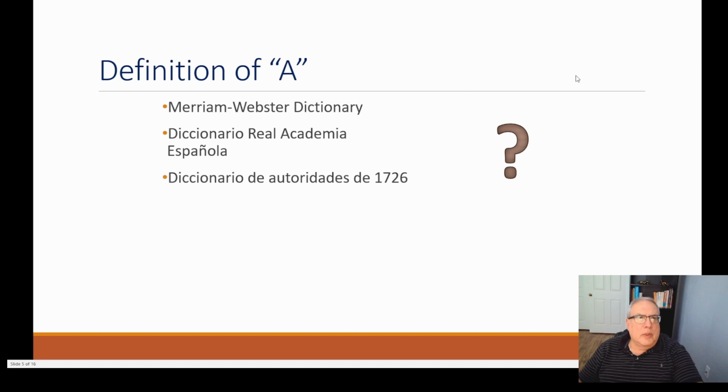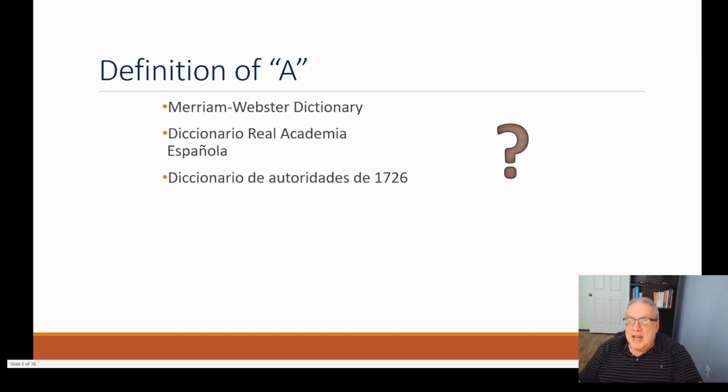Now, I started reading some of these books, but one of the things I did was go to the Merriam-Webster and look for the definition of the letter A. And the definition I found was, it is the first letter of the English alphabet. Now, this is a definition, but it's not a very complete definition, and it's definitely not very useful. It doesn't help me at all to know that it is the first letter of the English alphabet. It doesn't reveal anything interesting about this letter, right?